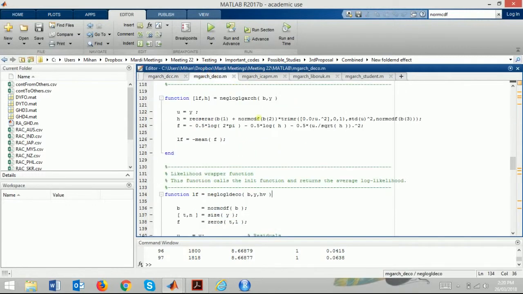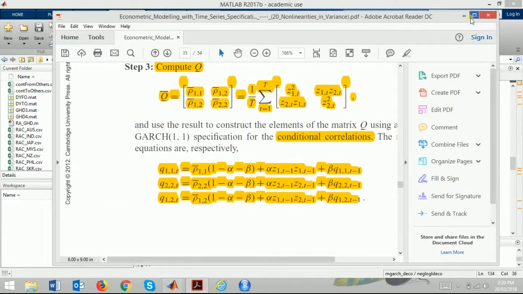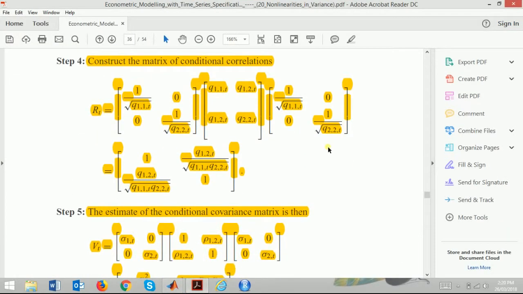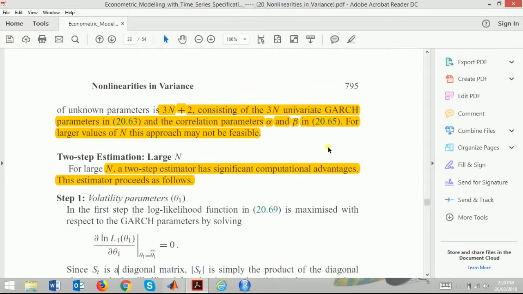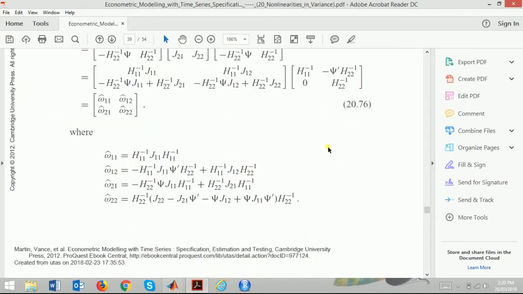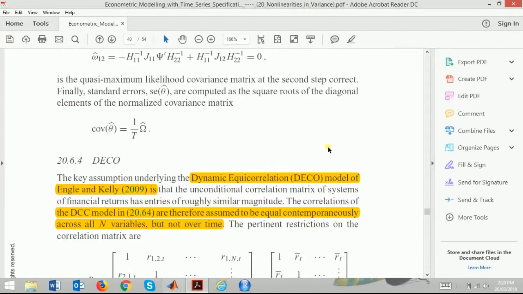Now what about the DECO model? Let's have a look into the DECO model. The DCC model is extremely difficult. The question is how difficult the DECO model will be. It's the dynamic equicorrelation model of Engle and Kelly in 2009. It uses the unconditional correlation matrix of a system of financial returns. The correlations of the DCC model are therefore assumed to be equal contemporaneously across all n variables.